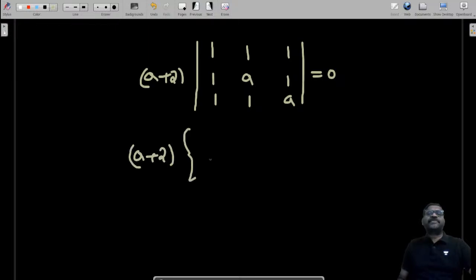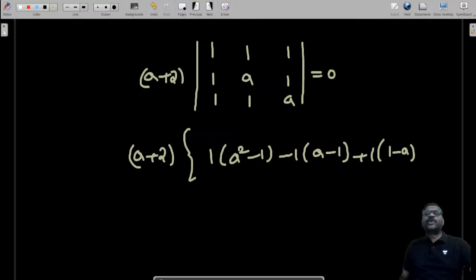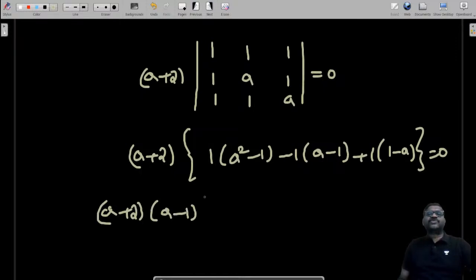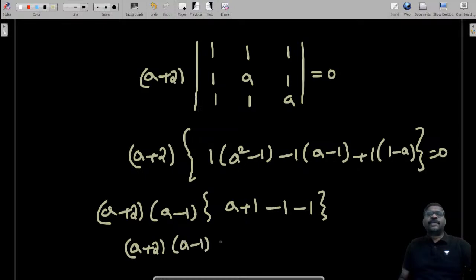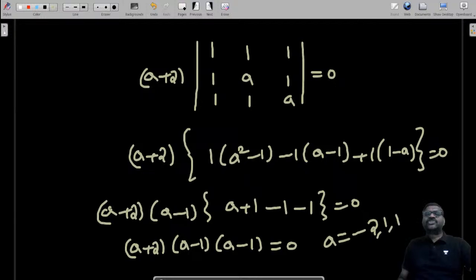A plus 2 multiplied with 1 of A square minus 1, minus 1 of A minus 1, plus 1 of 1 minus A equal to 0. A plus 2 into, if you take A minus 1 common, here you will get A plus 1 minus 1, here minus 1. Finally, A plus 2 into A minus 1 into A minus 1 equal to 0. Therefore, the value of A is minus 2, 1, 1.